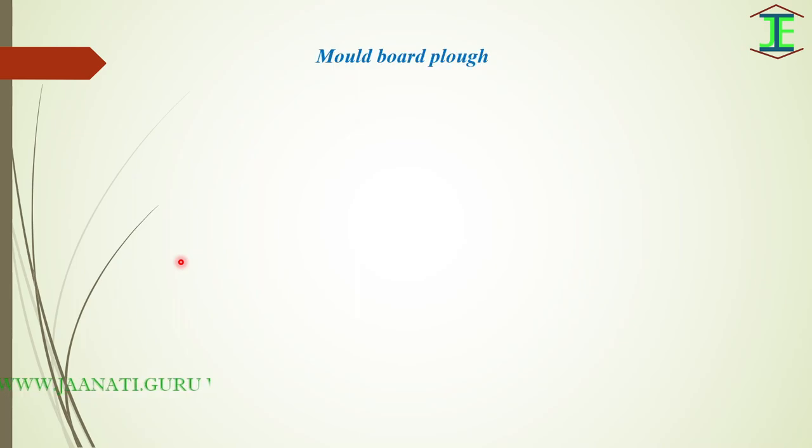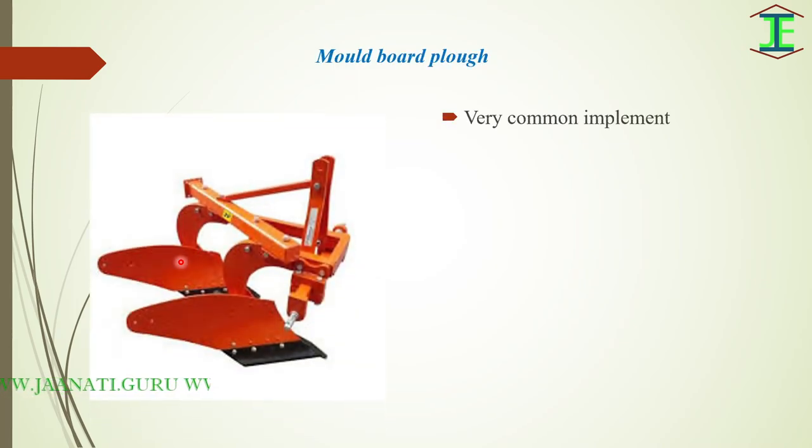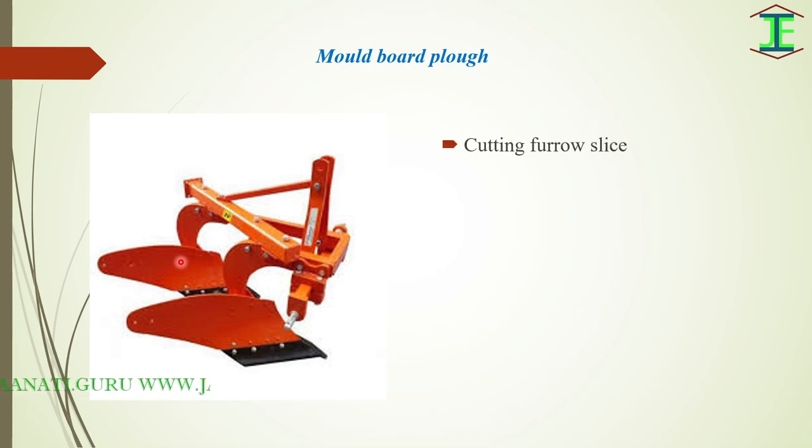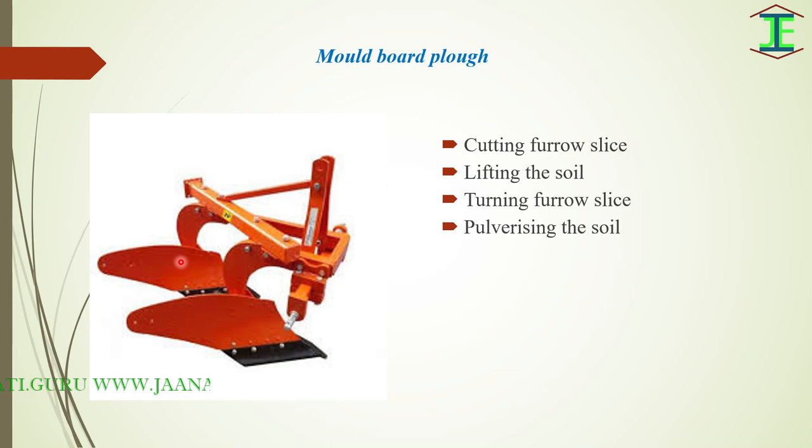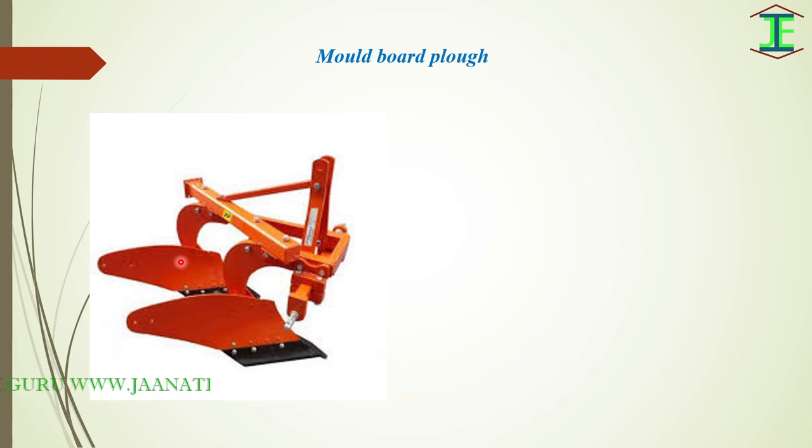Next one is the moldboard plough. It is a very common implement. The functions of this moldboard plough are cutting the furrow slice, lifting the soil, turning the furrow slice and pulverizing the soil. Components of the MB plough. Share. This part goes into the soil and cuts the soil. Moldboard. This is the moldboard. This part turns and leaves the furrow slice.